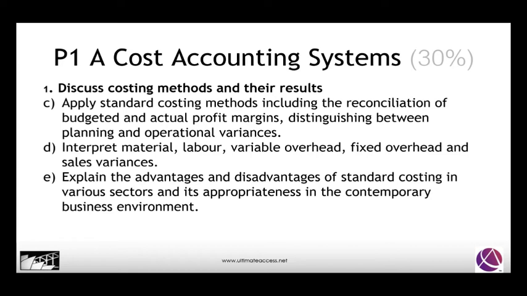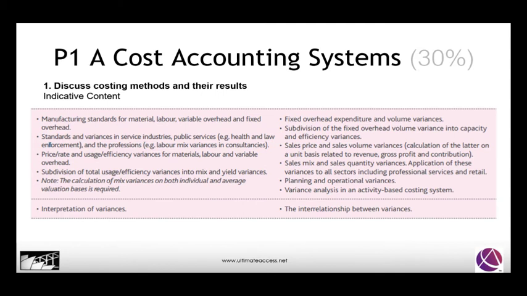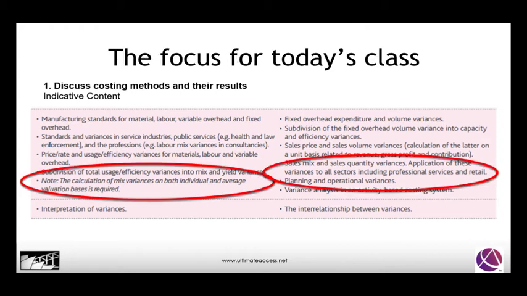Now this is a very significant area of the syllabus. It comes from the P1 section A, which as a total section is worth 30% of the P1 marks in the OT exam. And here you can see that there are three specific learning outcomes within that section. Apply standard costing methods, interpret material, labour, variable overhead, fixed overhead and sales variances, and explain advantages and disadvantages of standard costing.